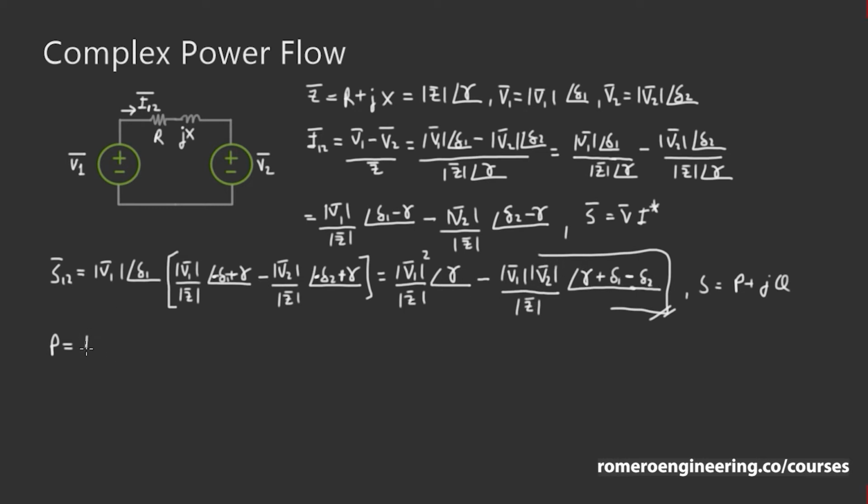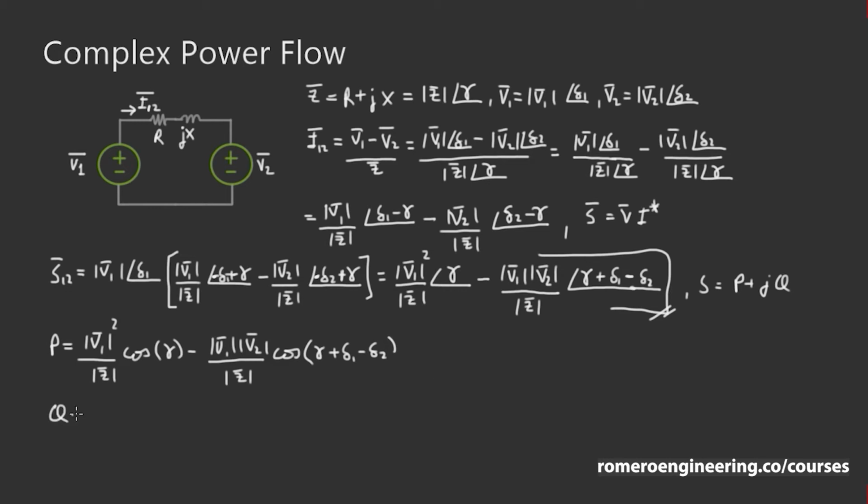So the real power, P, is going to be equal to this term over here. So again, this is just this times the cosine of gamma, so the cosine of this angle, and then minus V1, V2 over the absolute value of Z times the cosine of gamma plus delta 1 minus delta 2.